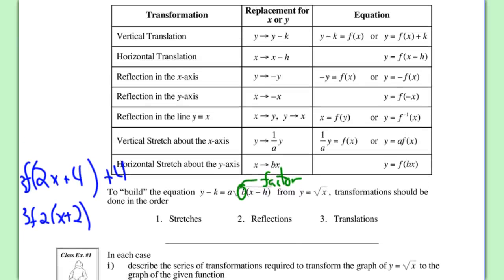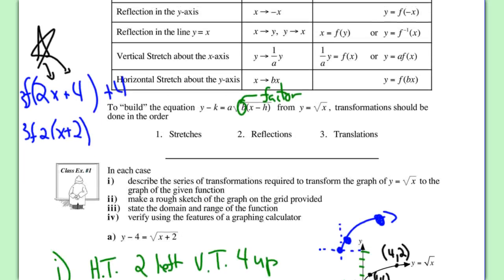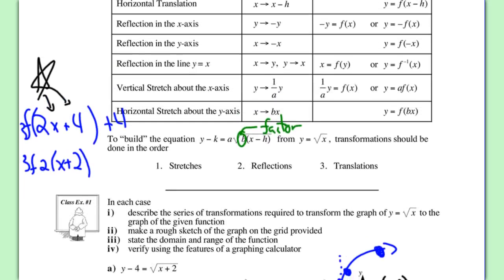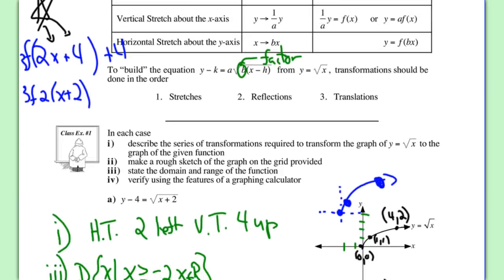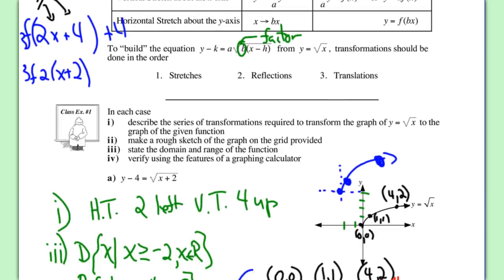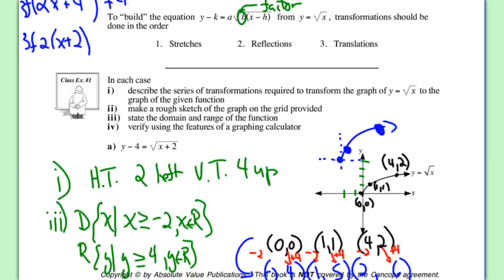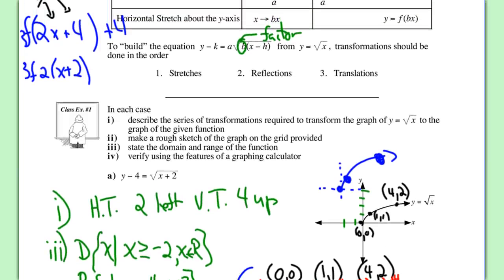So a little note, I guess I'm probably going to remind you of this every time we talk, that if you don't factor a b value out, you're pretty screwed. Okay, we have to remember to do that on a regular basis, otherwise it's going to mess us up. So if I was to complete the transformation of example 1, first off, we describe what the series of transformations is. Well, it would be a horizontal translation 2 left, and vertically it would be 4 up. Second thing was make a rough sketch.